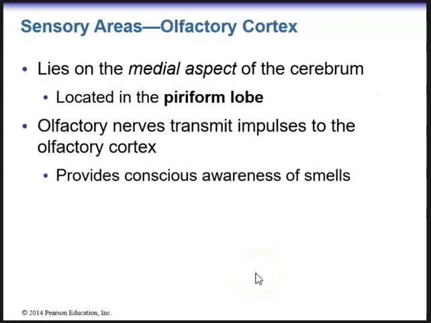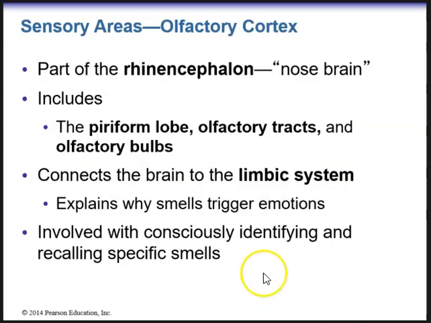And then we have the olfactory cortex, which will be in the medial aspect of the cerebrum, located in the piriform lobe. This olfactory cortex receives impulses from the olfactory nerves, cranial nerve 1. So the olfactory nerves will transmit these impulses to the olfactory cortex and provide conscious awareness of smells. So we know that the olfactory cortex is part of the rhinencephalon, or the nose brain. It includes the piriform lobe, the olfactory tracts, and the olfactory bulbs.